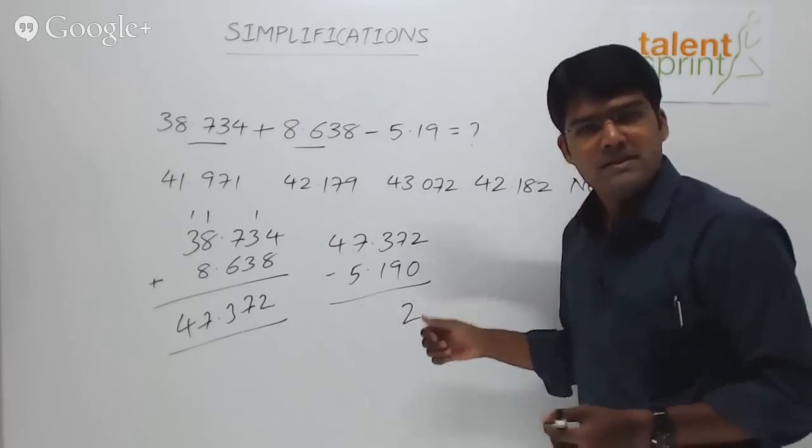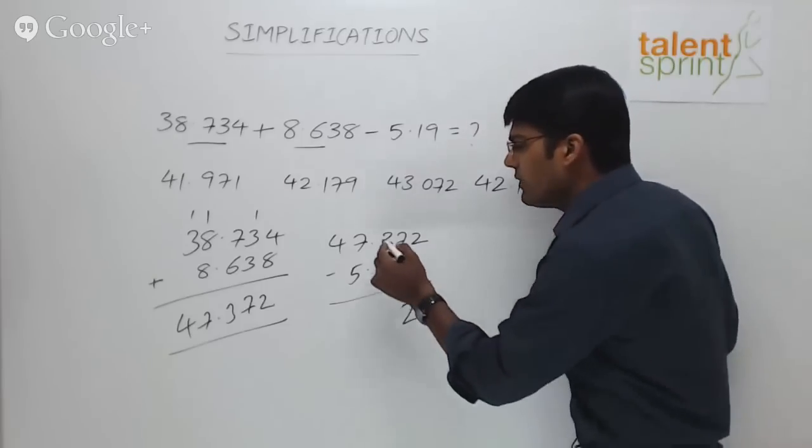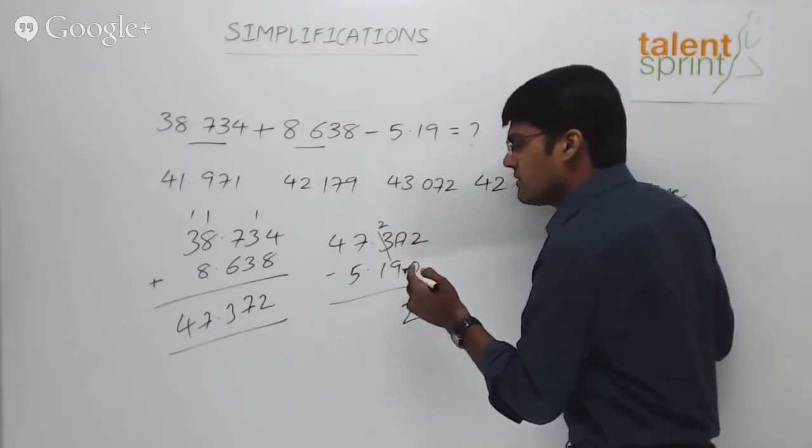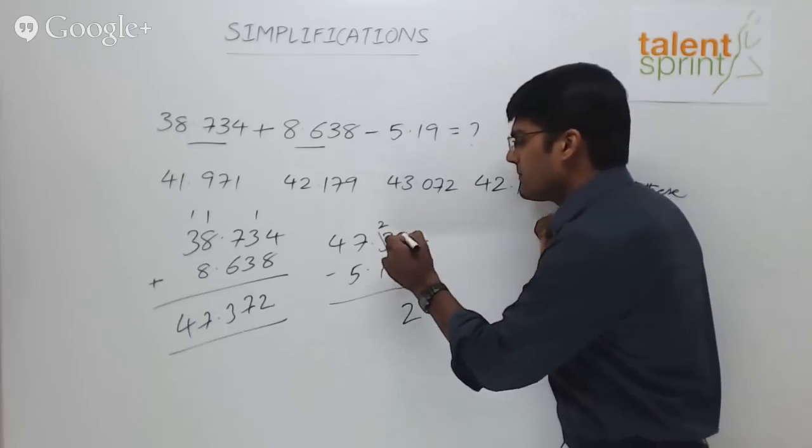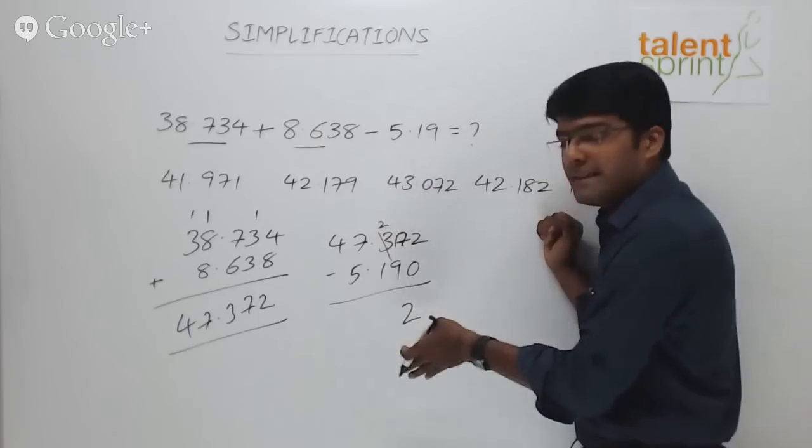I mean, this is very basics. I'm sure all of you understand this. So what do we do? We borrow 1 from 3. Yes or no? 7 minus 9 is giving us a negative value. So we borrow 1 from 3 and then complete the calculation.